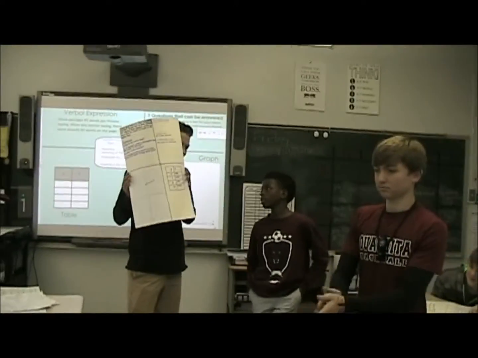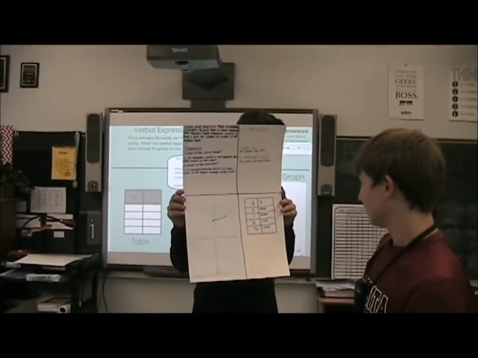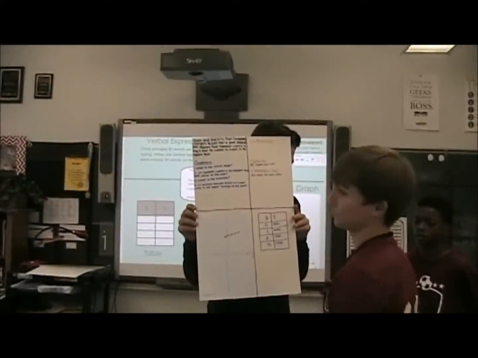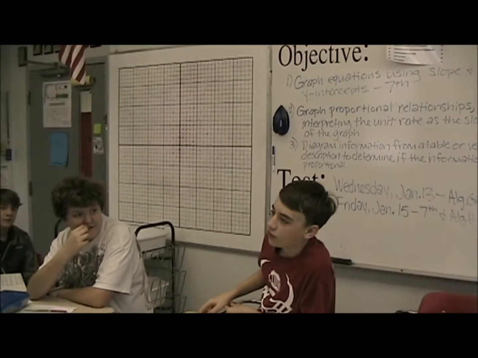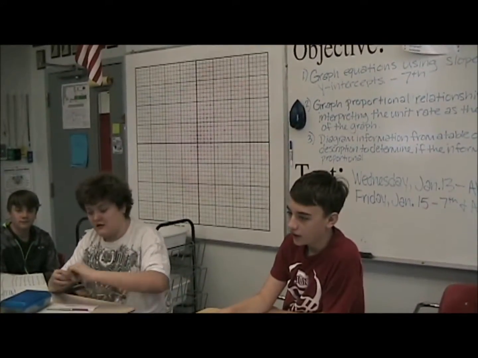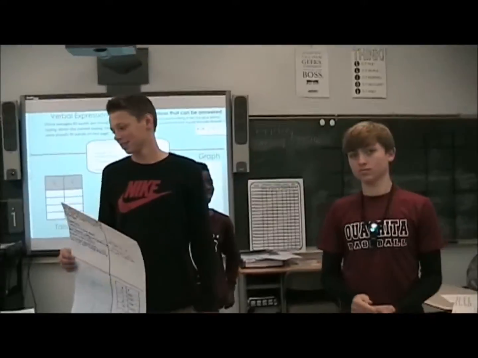Last question. Number 4. If someone spends $2,000 for the pool, what is the square footage of the pool? 20 square feet. How did you get that? I multiplied 50 times 20 and got 1,000, and then I already knew that the initial cost is 1,000, and I added those two together and got 2,000. Perfect. Good job, group 3.